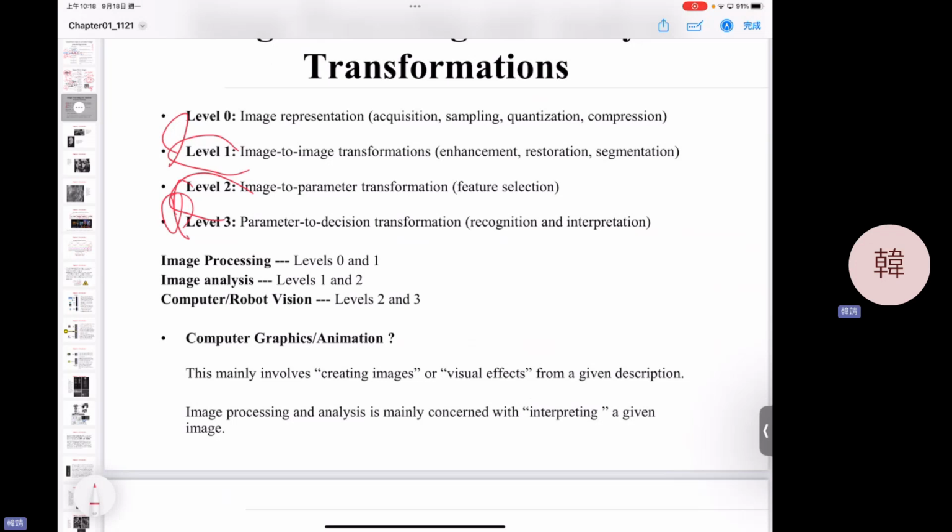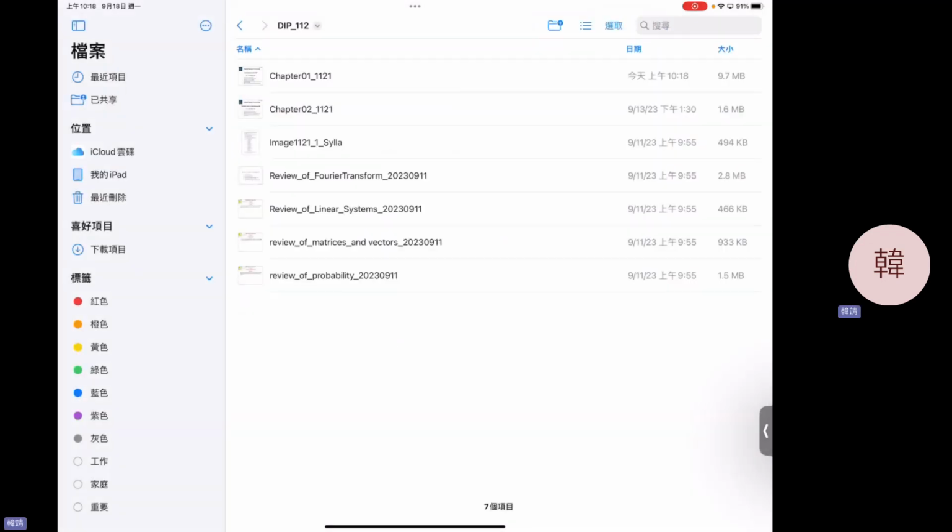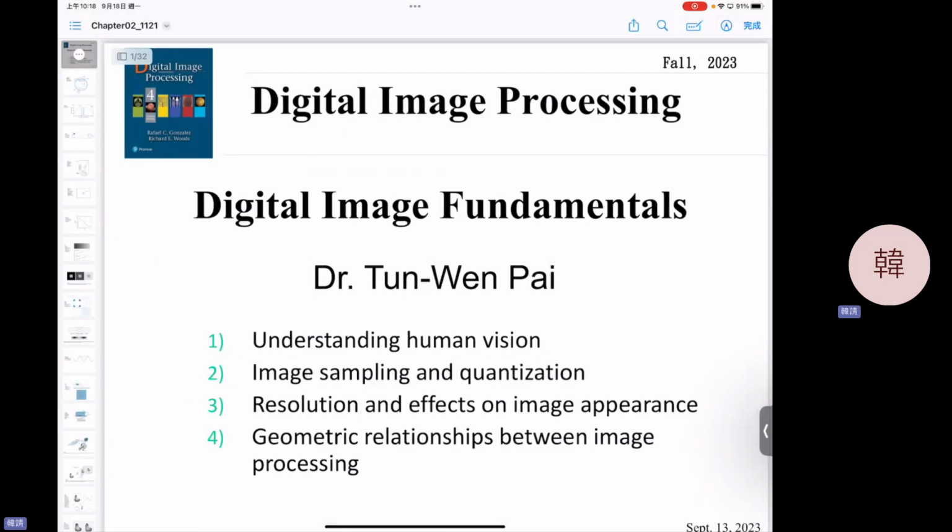So, different choice. Okay. The first chapter is quite easy. Please read the chapter by yourself. And today, the most important thing we are going to introduce is the fundamentals of image processing. Here we want to understand human vision, understand yourself, how the image goes into your eyes, and how you observe the image with your human vision.